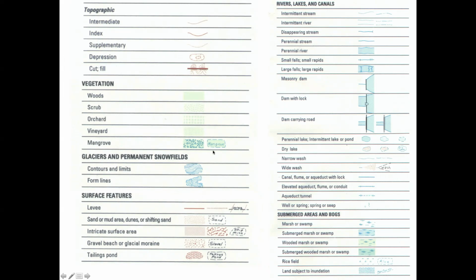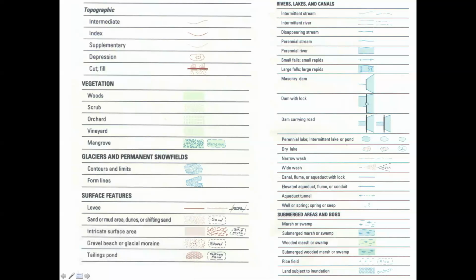So here's some of our variations in vegetation, variations in water features, lots of different types of water features. So you'll have a look at the full legend when you download it for the map reading exercise. Okay, that concludes our overview of the essential map components.